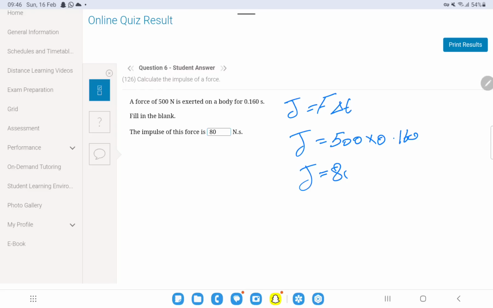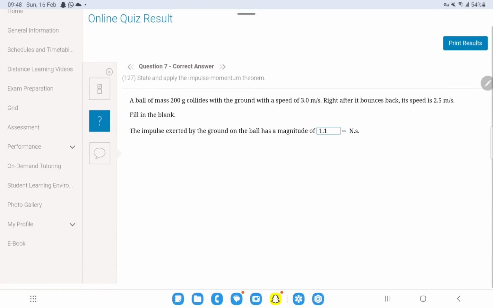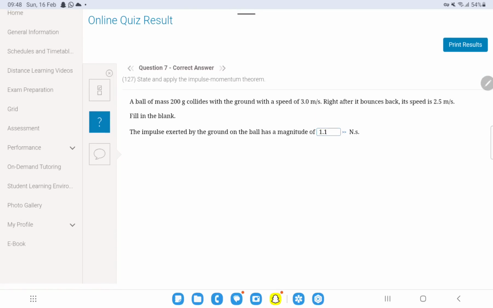You get J equals 80 newtons times second. A ball of mass 200 grams collides with the ground with a speed of 3 meters per second. Right after it bounces back, its speed is 2.5 meters per second. So to find the impulse for this question, you use the equation J equals mass times (V1 minus V2).